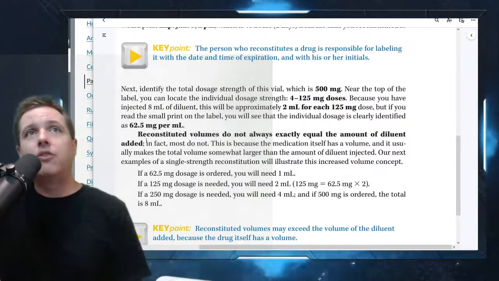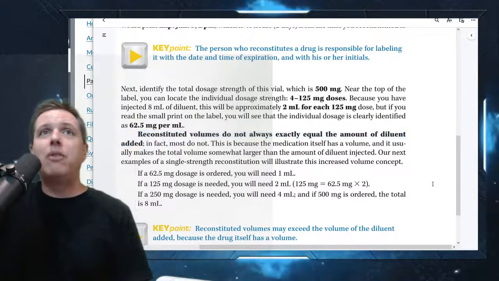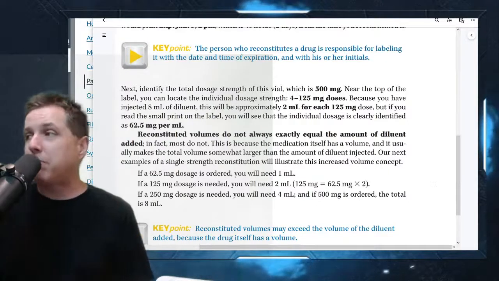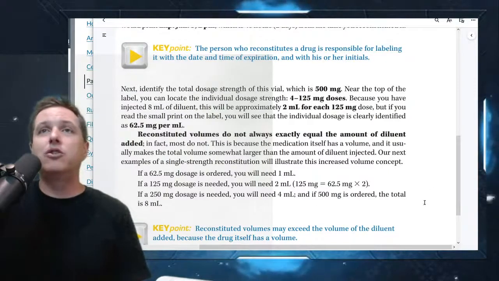And then this is what I was telling you before. Reconstituted volumes do not always exactly equal the amount of diluent added because there's also medicine in there. If it's a powder, that powder is going to take up a little bit of room in the mixture. Okay.